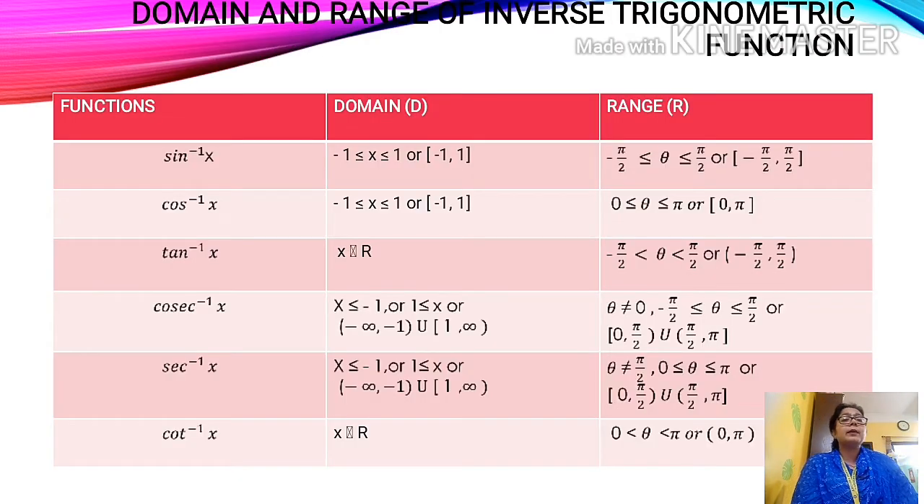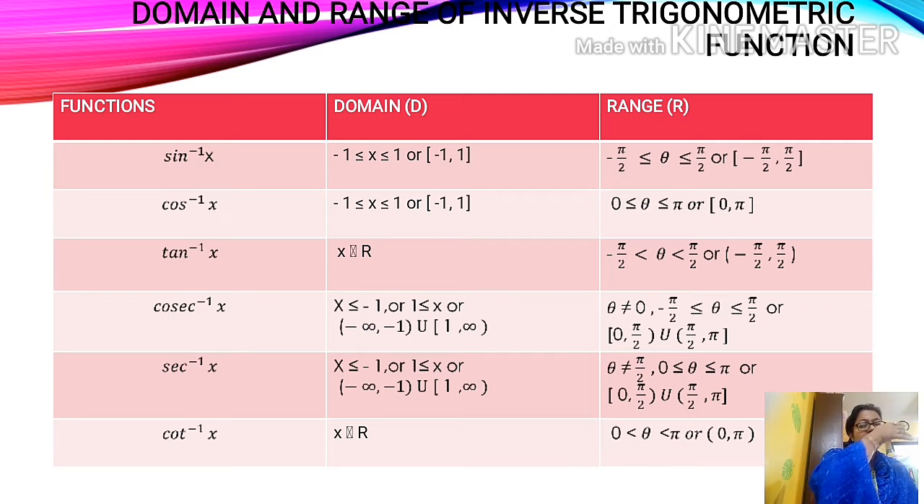That is sine inverse x, then tan inverse x and cosec inverse x. These three ranges are almost similar. So when you check all the functions, you can see that not a single function has its range in the third quadrant. All belong to the first, fourth or second quadrant.